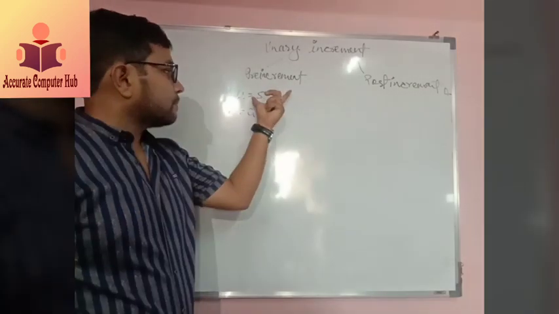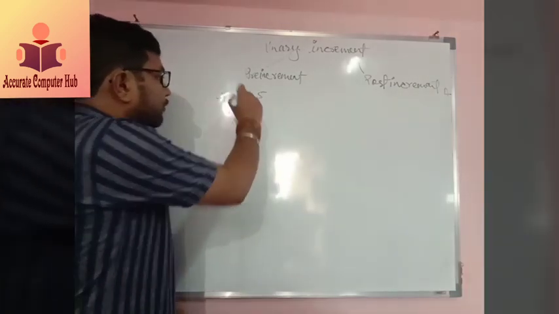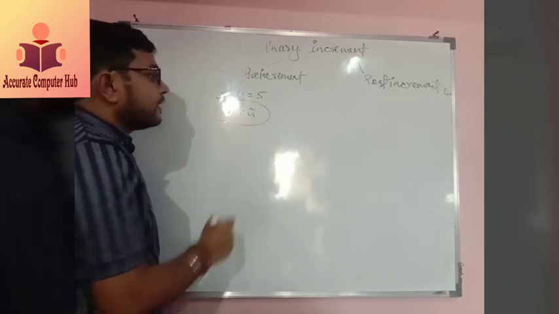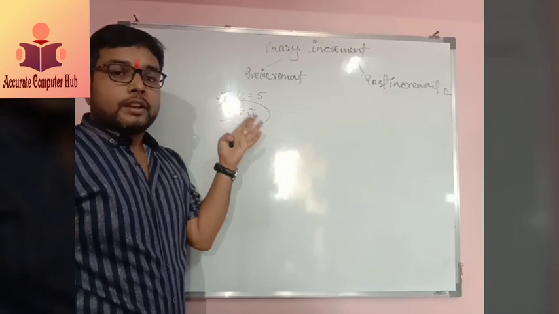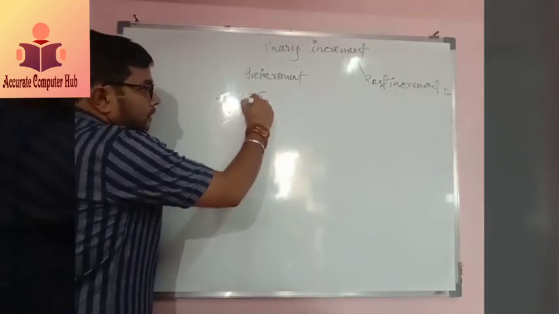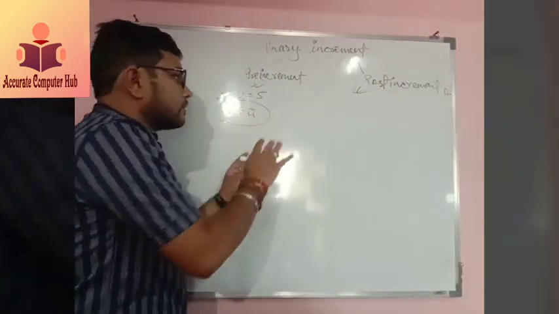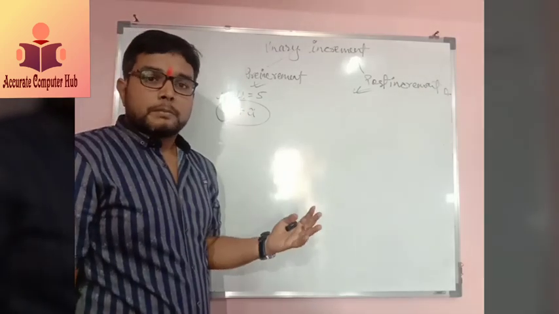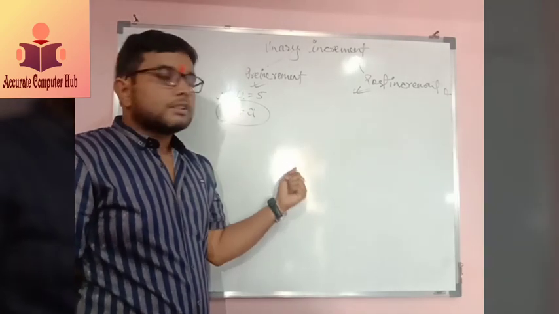First we have to learn about the pre-increment. What is pre-increment? If we are putting the value of a equals to 5 and ++a, this is the example of pre-increment because the operator is before the operand. So this is the example of pre-increment. Now either the pre-increment or post-increment, in both cases the value of a will be increased by 1, but there is some difference between the pre-increment and post-increment. That difference we have to learn.